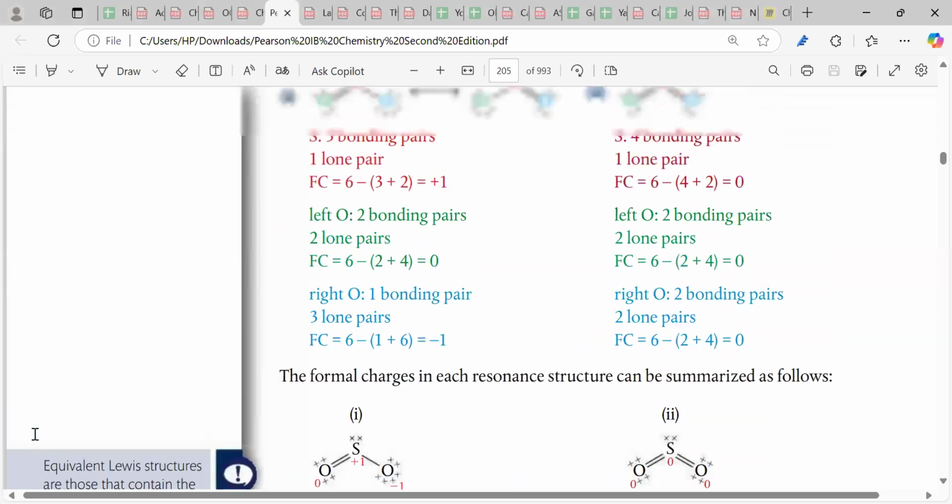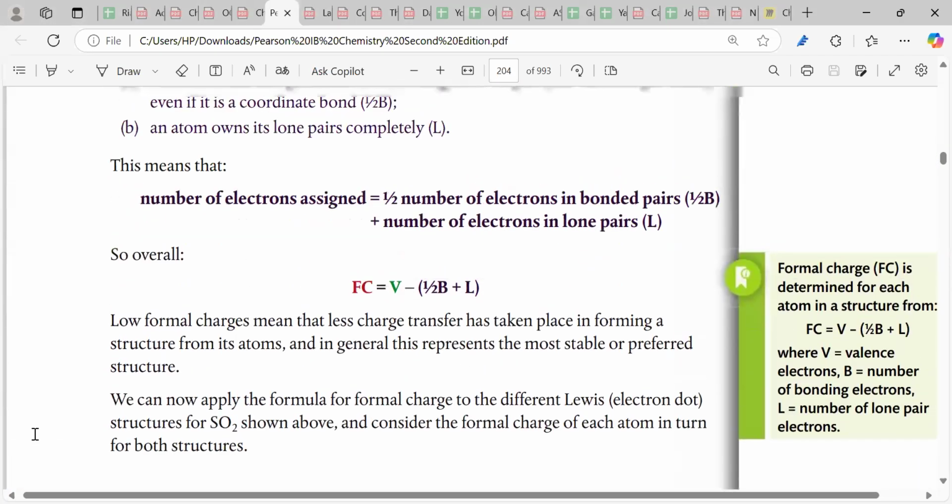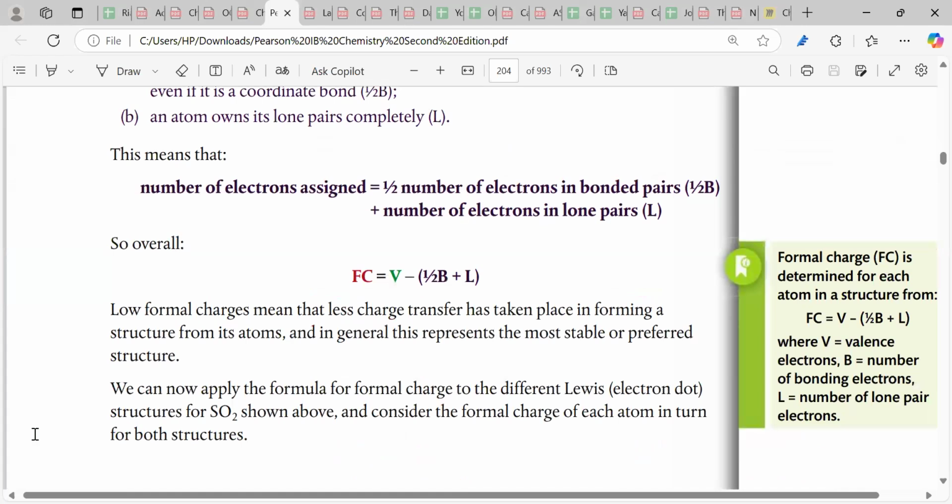When we see formal charges, what calculations do we have to do? In any formal charge calculation, we first write down the number of valence electrons. That's very simple. From the group number, you can find out the valence electrons. We can easily get the number of valence electrons from the group number.